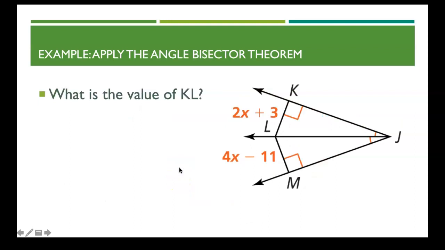Here's our last example. Take a stab at it. If I know it's on the angle bisector, what can I say about KL and ML? Yeah, I can say that they're equal to each other. Okay, and now I'm ready just to do the algebra. So go ahead and combine like terms, solve for x, and tell me what the value of KL is.